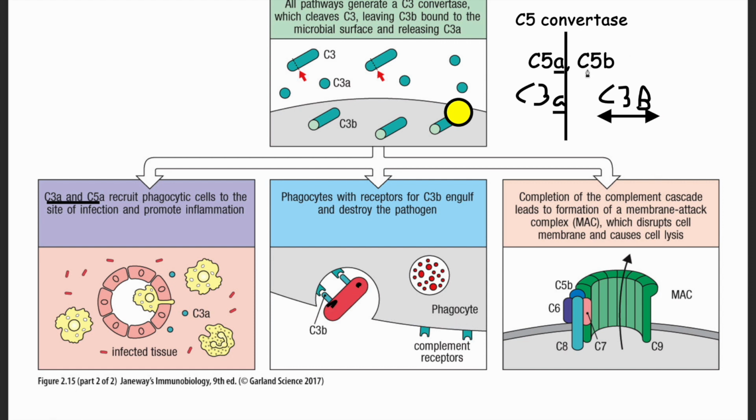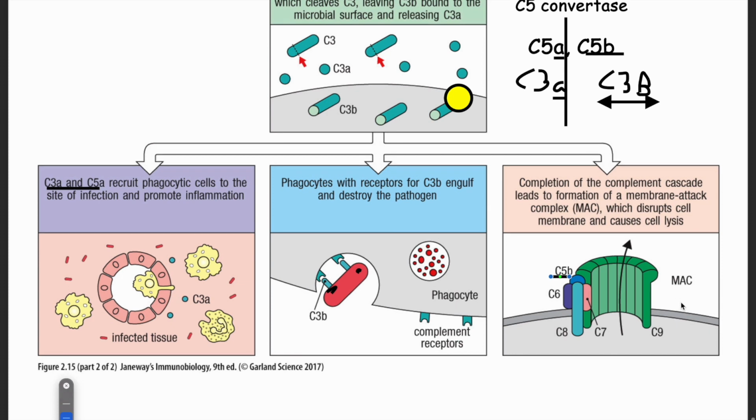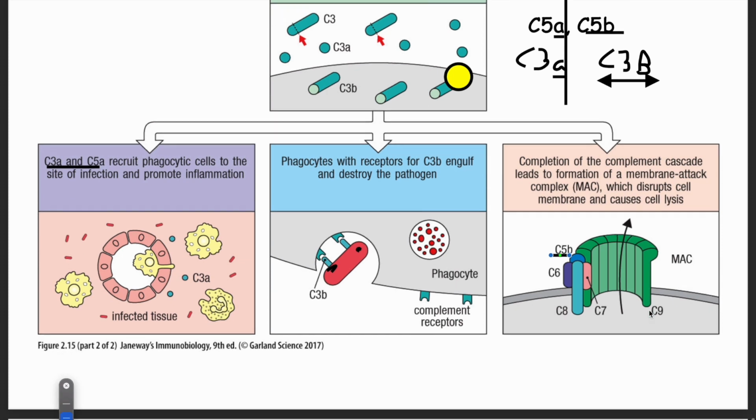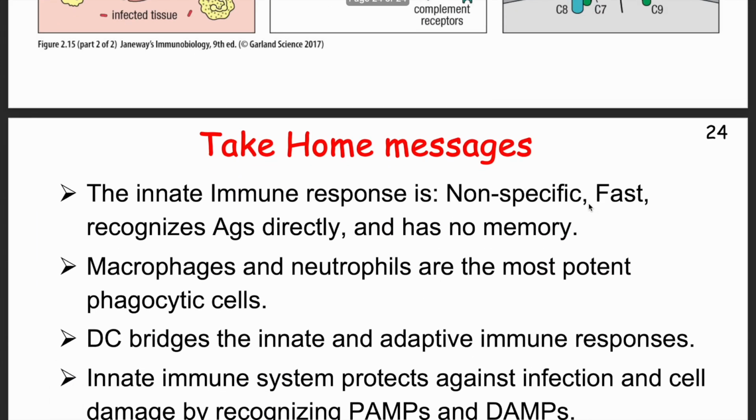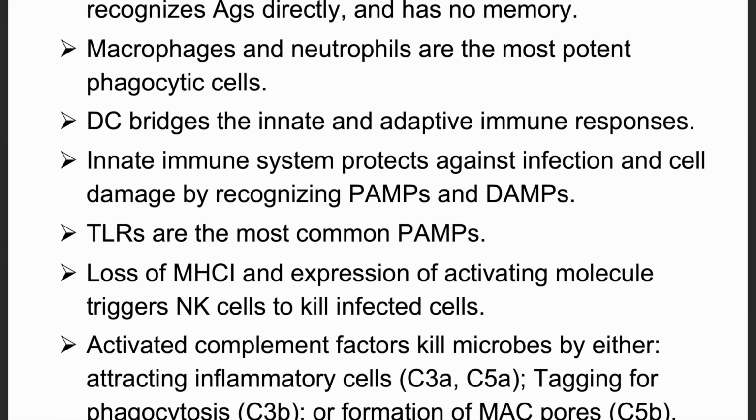And lastly, C5B is responsible for the MAC complex. Completion of the complement cascade leads to the formation of the membrane attack complex. It forms a channel in the pathogen in order to allow water to enter the cell to destroy it. So C5B along with C6, C7, C8, and C9 forms the MAC complex. It forms a channel that allows the cell to be destroyed and so on. And this is everything we covered.